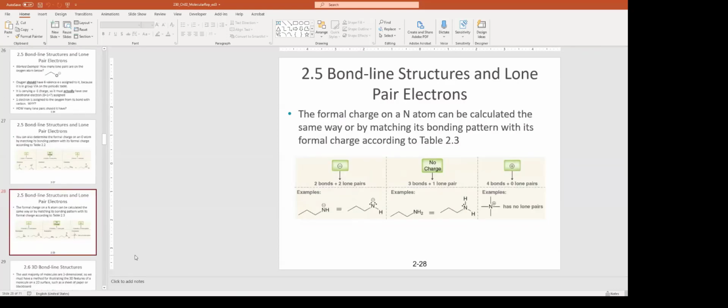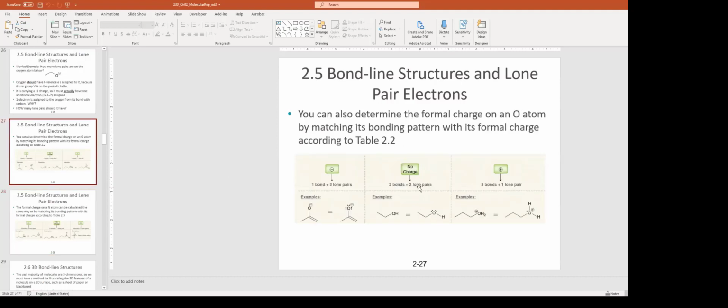For nitrogen, it's the same thing. You just want to see the pattern. We know that nitrogen generally has 3 bonds and 1 lone pair. Whenever you replace a bond with a lone pair, it's going to become more negative. We saw that here, right? If you replace a bond with a lone pair, so 1 bond, 3 lone pairs, it's negative. And whenever you replace a lone pair with a bond, it becomes more positive.